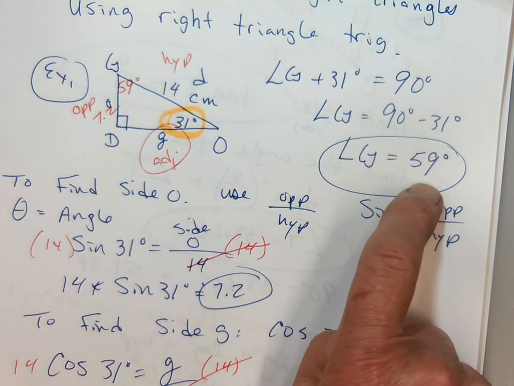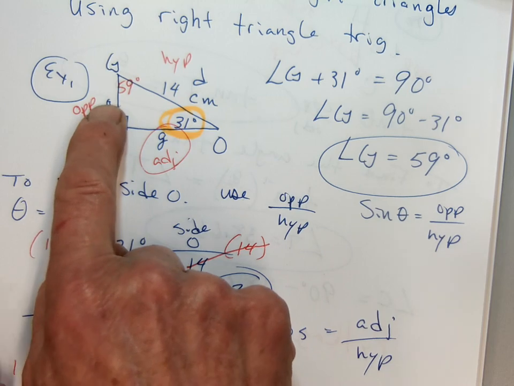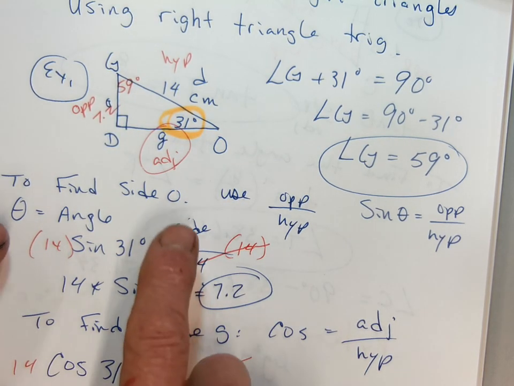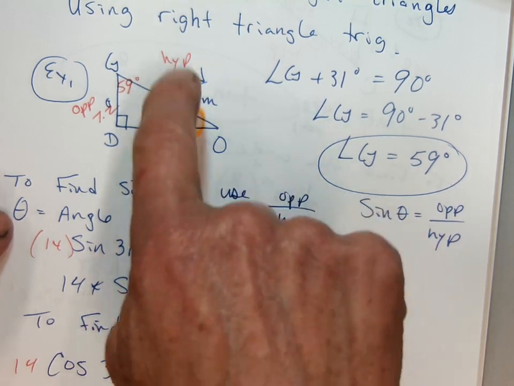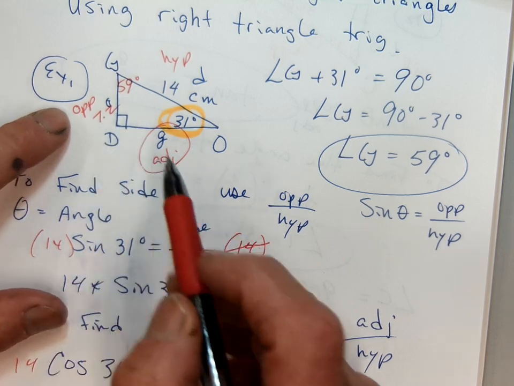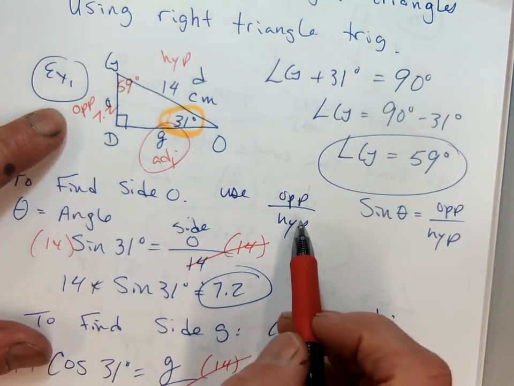That's the easiest. Now, the next piece of this is we have to either find this side here, little o, or this side, little g. So we decided to find little o. We're going to use our hypotenuse because we know our 14, and we're going to find little o, which is our opposite. So opposite and hypotenuse we know from our notes. Opposite over hypotenuse is sine. So I'm going to set it up as opposite over hypotenuse, sine.